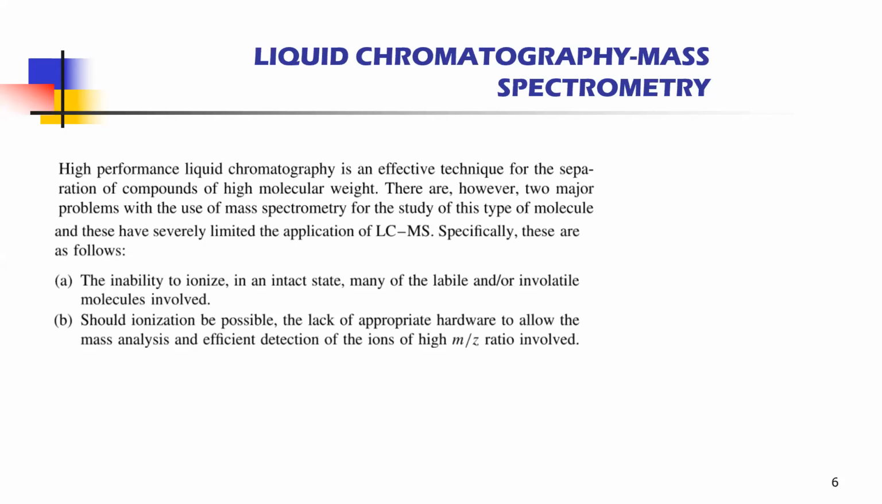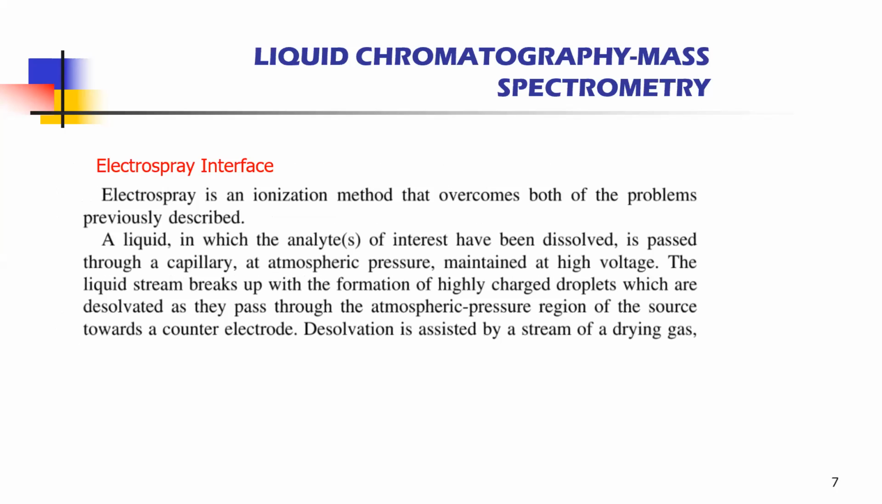Especially, these are as follows: first, the inability to ionize in an intact state many of the labile or involatile molecules involved. Second, should ionization be possible, the lack of appropriate hardware to allow mass analysis and efficient detection of the ions of high mass to charge ratio involved. So we come to another interface system, that is the electrospray interface. Electrospray is an ionization method that overcomes both of the problems mentioned in the previous slide.